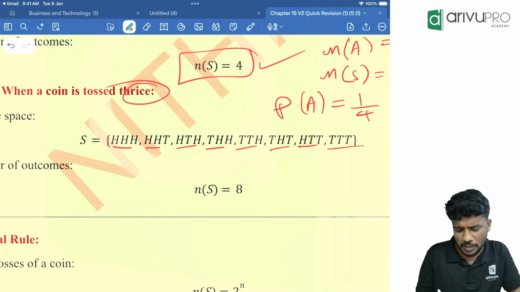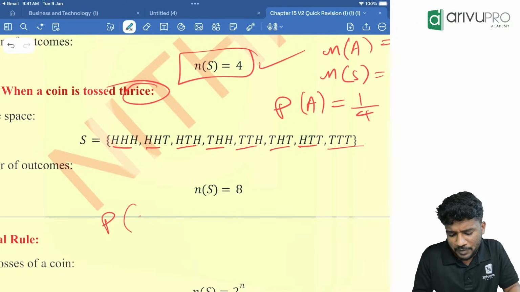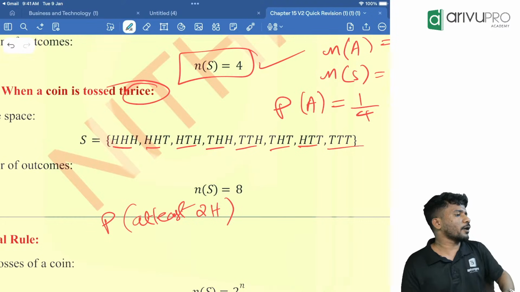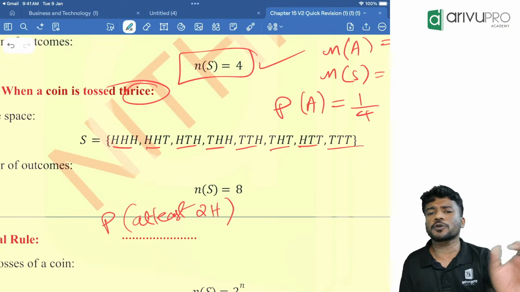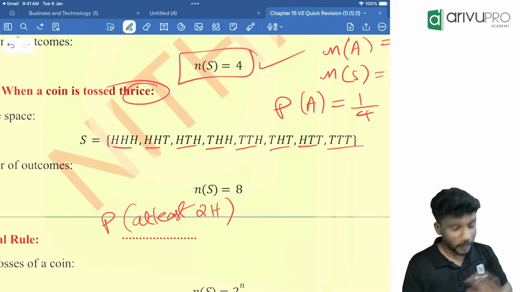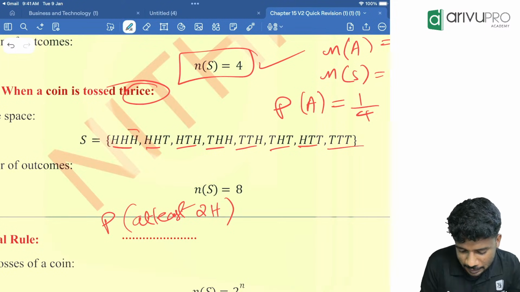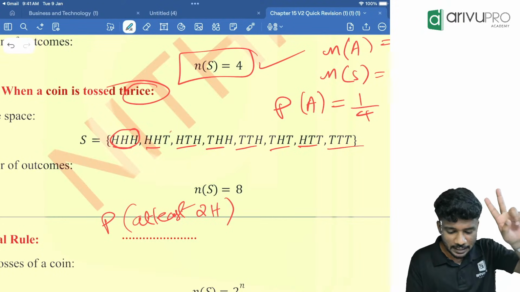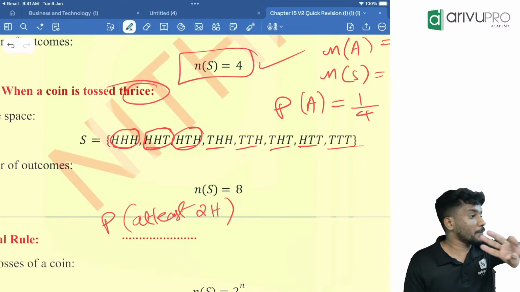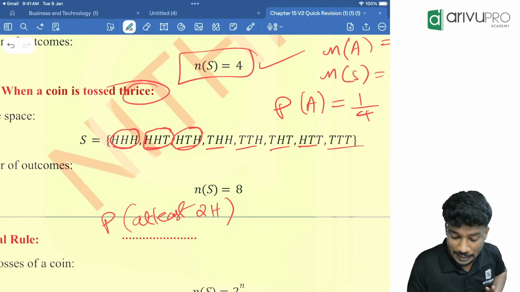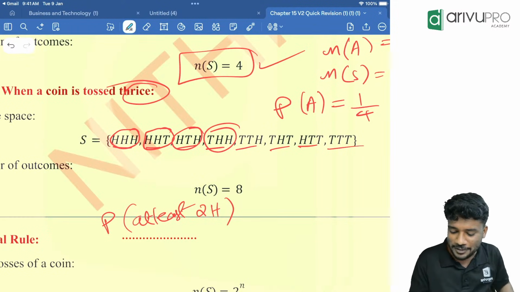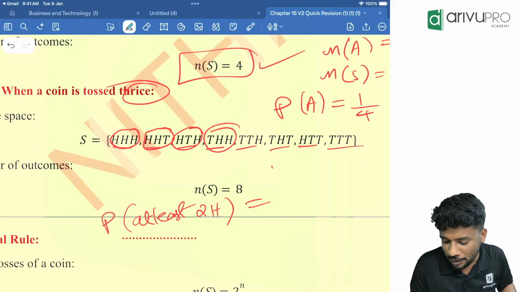Now I will ask you a question. What is the probability of getting at least 2 heads when I am tossing it 3 times? People, at least 2 means 2 or more. That means which are the possibilities? 3 heads is one possibility. Then head, head, tail is another possibility. Head, tail, head is another possibility. Why? Because 2 heads are there. Then tail, head, head is another possibility. So total how many are there? 4 possibilities are there.